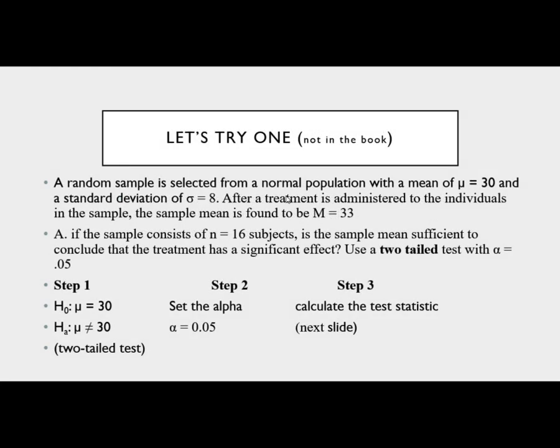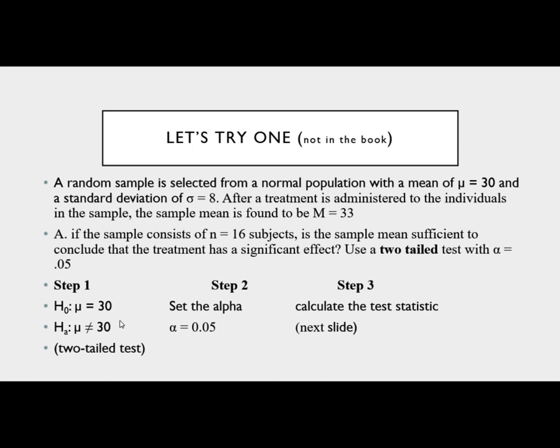A random sample is selected from a normal population with a mean, mu, of 30, and a standard deviation of 8. And this is from a population. After a treatment is administered to the individuals, the sample mean is found to be M equal to 33. If the sample consists of 16 subjects, is the sample mean sufficient to conclude that the treatment has a significant effect? Use a two-tailed test with alpha equal to 0.05.